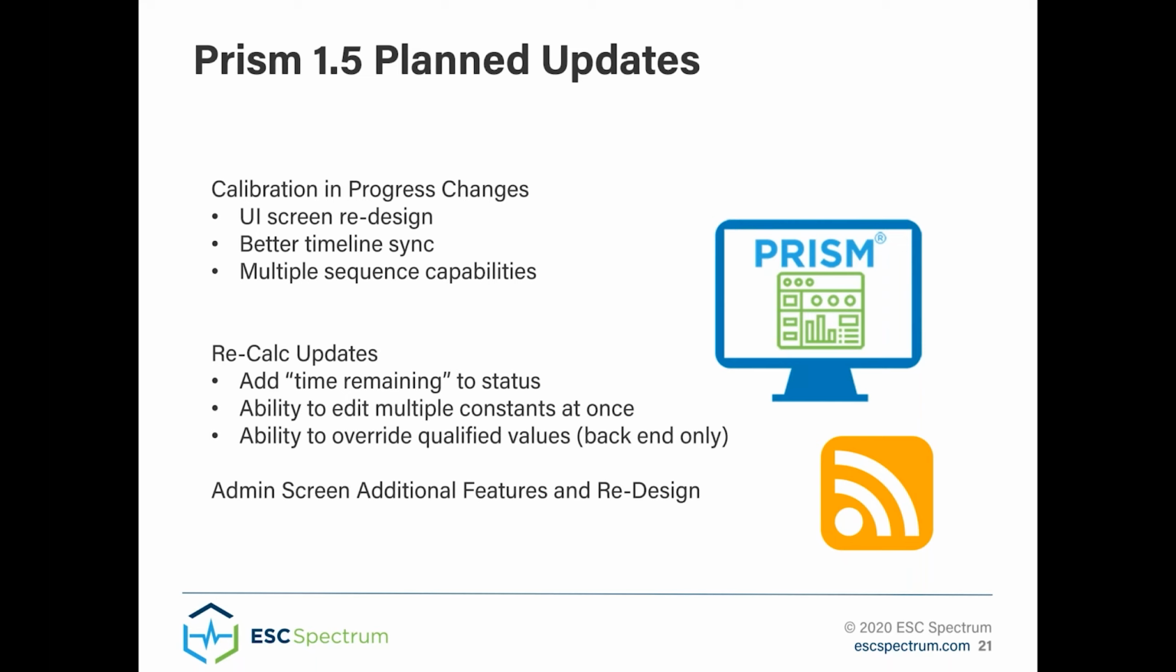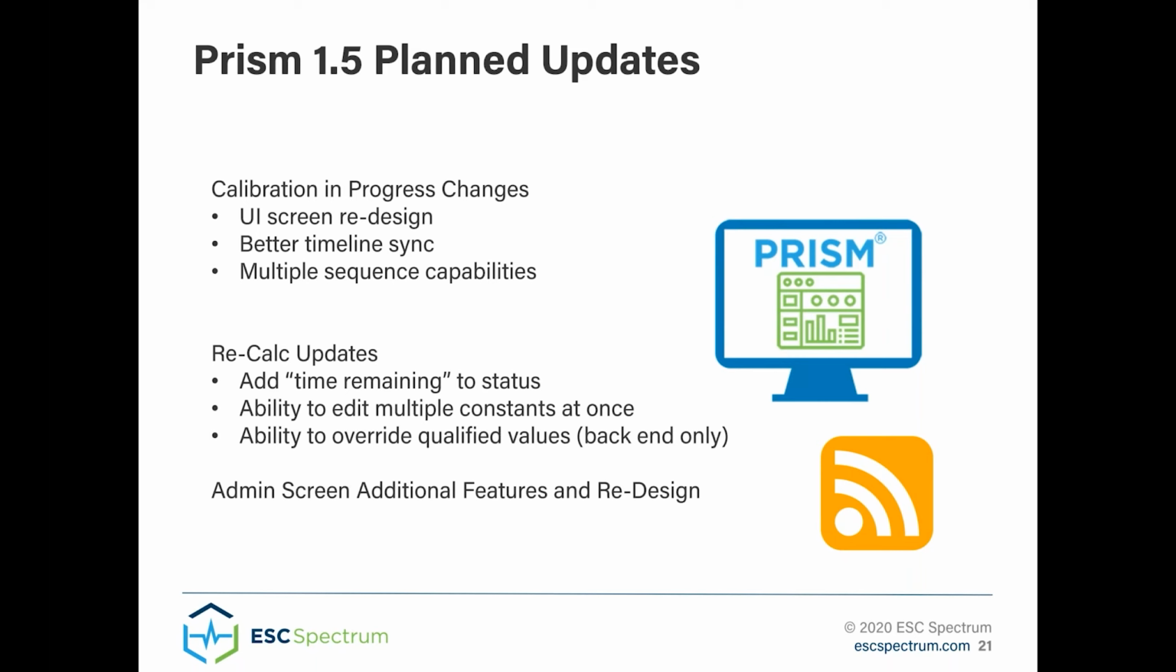And we also want to add the ability to update multiple constants at once and then trigger off a recalc after your constants have been edited. So kind of edit in kind of a batch mode, and then once you're done, hit some sort of save, and then Prism will go off and mark everything as recalc once, and then do it that way if you're editing multiple things at one time. We also want to add the ability to override any kind of qualified values.